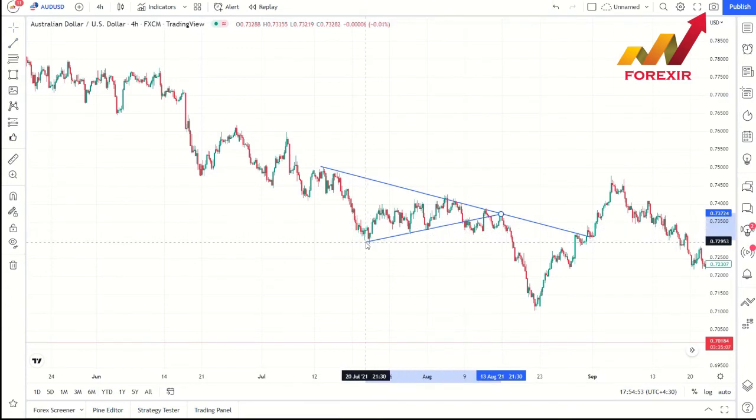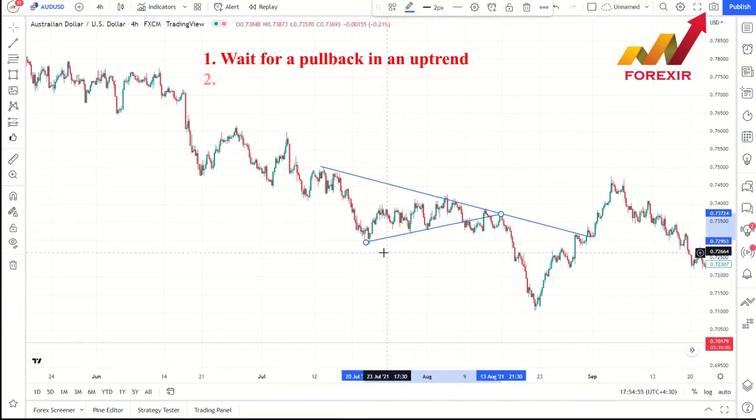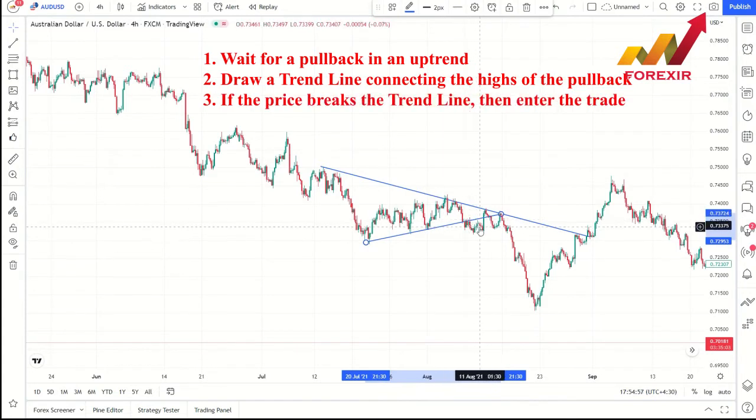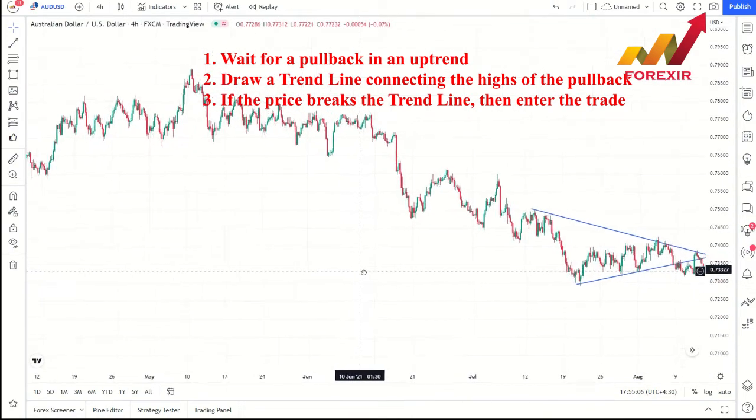Here's how it works. 1. Wait for a pullback in an uptrend. 2. Draw a trend line connecting the highs of the pullback. 3. If the price breaks the trend line, then enter the trade.